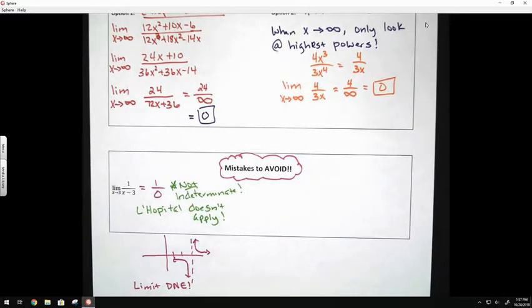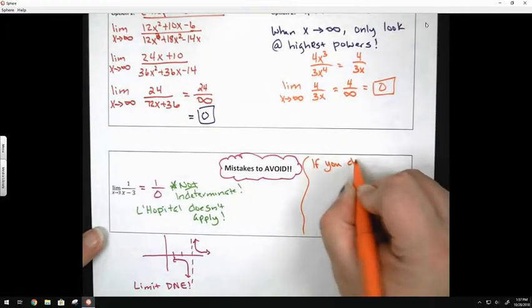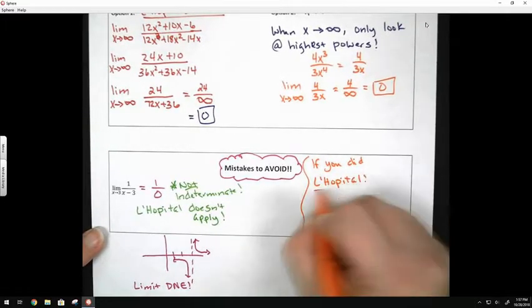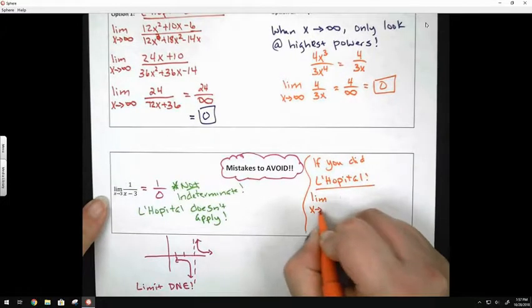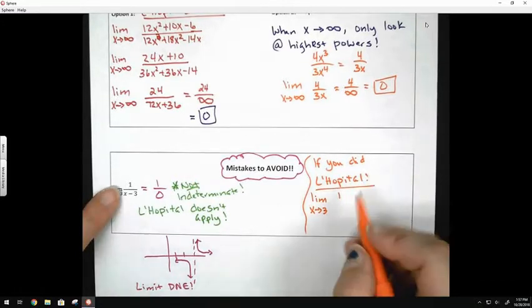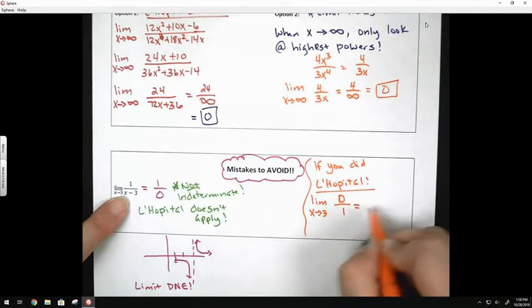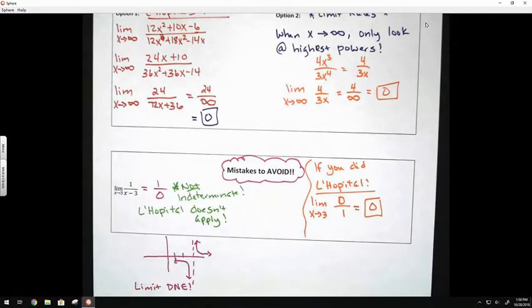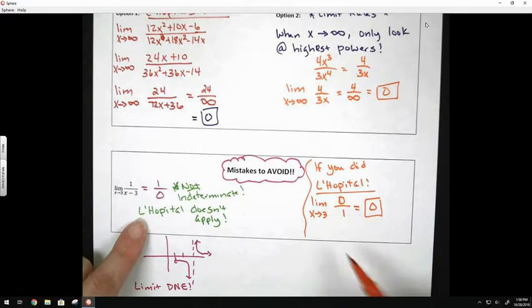Now, if you mistakenly did L'Hopital, let's see what happens. We would get the limit as x approaches 3 of the derivative of 1, which is 0, over the derivative of x minus 3, which is 1. We would get that the limit is actually 0. But we know that that doesn't even make sense, because the limit doesn't exist. So not only does L'Hopital not apply in this instance, but if you do it, you get it wrong.